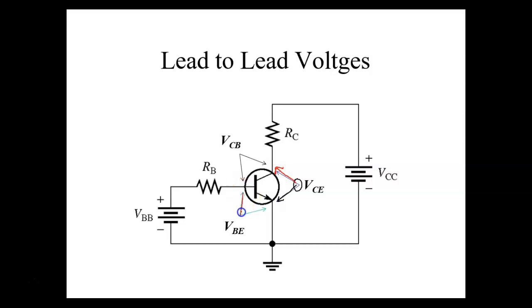So if we measure this voltage and it's conducting, it should be equal to approximately 0.7 for a silicon transistor, and what for a germanium transistor? About 0.3. Germaniums are not nearly as popular as silicon, but they're still out there.